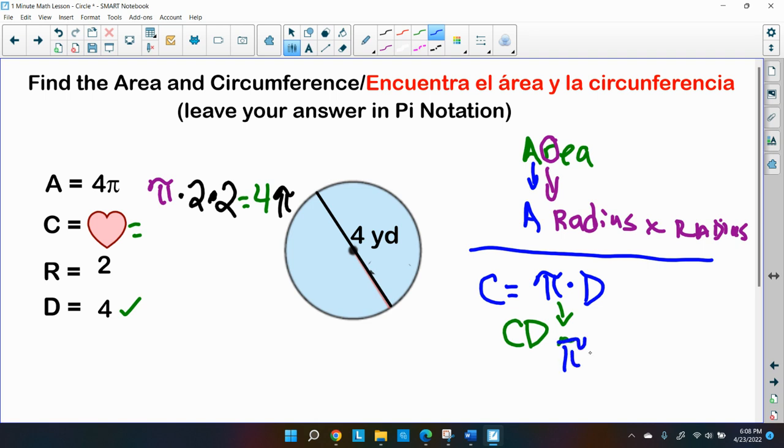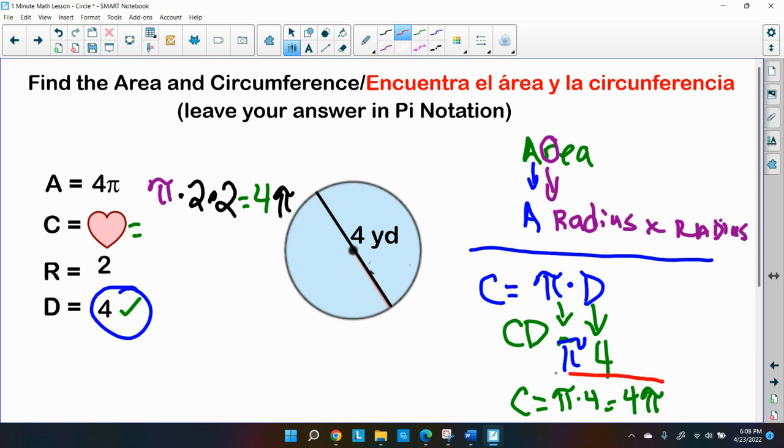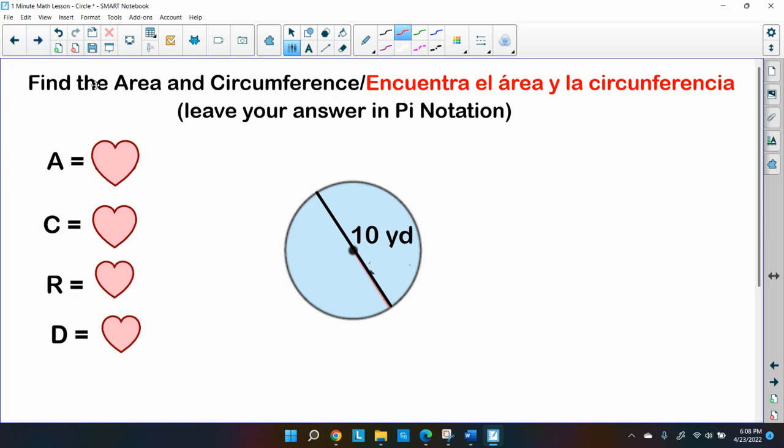So what's the diameter? Diameter is 4. So what's nice about it, I can leave this as my circumference equals pi times 4. Or you can write it backwards, 4 pi. They usually like the number first. So that will be our answer in terms of pi. So pi notation means you can leave your answer just like that. You don't have to worry about multiplying. Okay? All right.